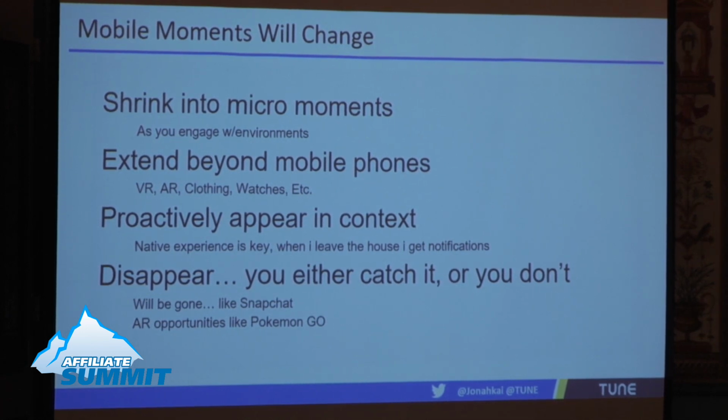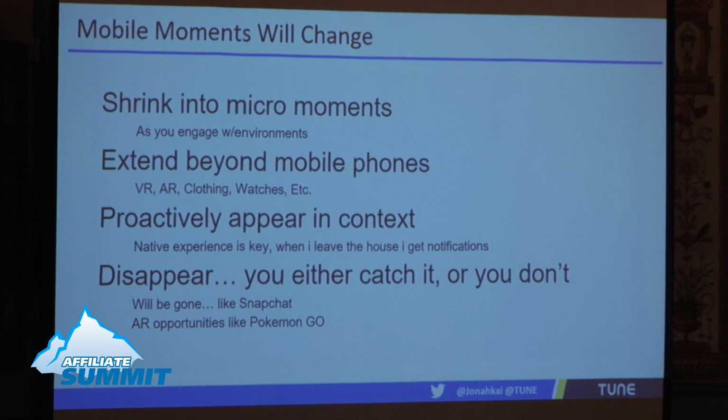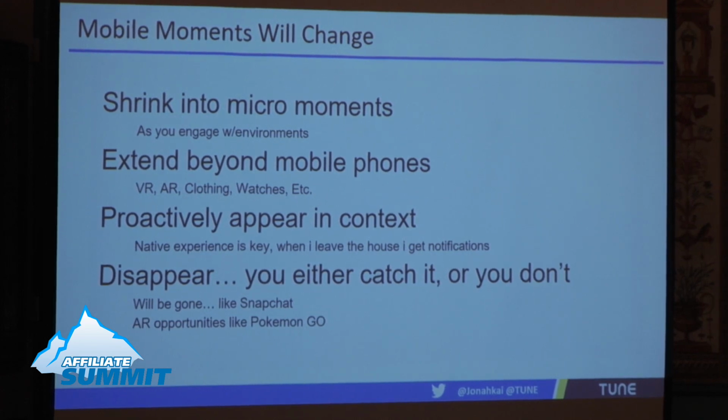So mobile moments are going to change. The interesting thing that we know is, apologize for that, it's the laptop's fault, not mine, that mobile moments are going to shrink into what we're calling micro moments or mini moments. Think about all the devices and things happening with us right now as you engage with different environments. I might have a headset on, I might have VR, I might have AR. They are going to extend beyond mobile phones. You see watches, you see clothing.